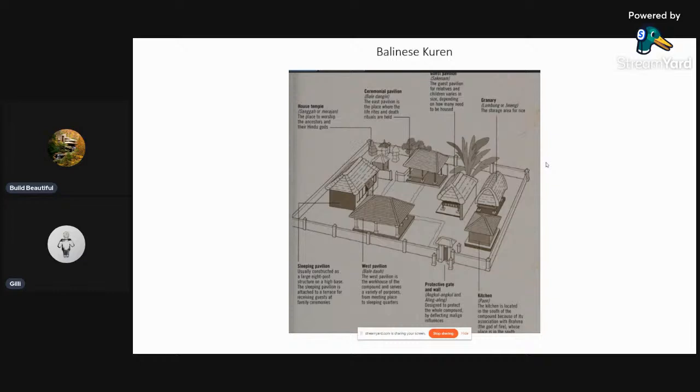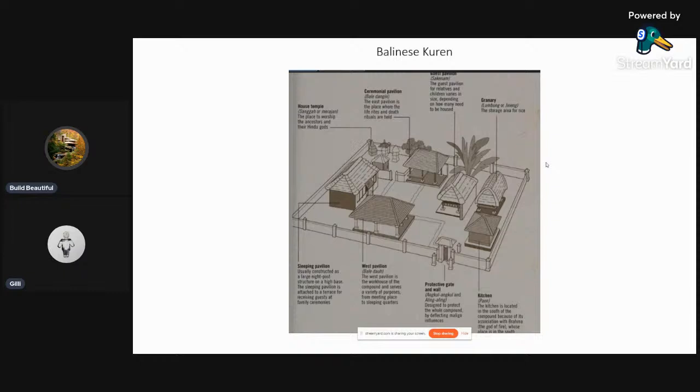The roofs of the individual buildings usually have large overhanging eaves as this protects the occupants from harsh direct sunlight and tropical rainstorms. The roofs are usually clad in thatch made of rice straw, dried grass, sugar palm or coconut leaves.